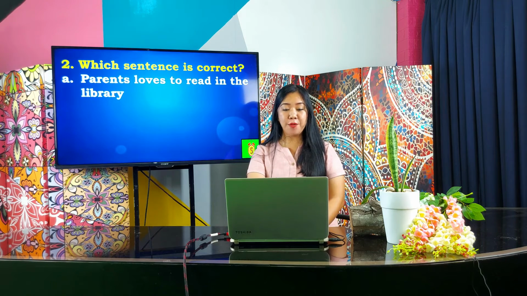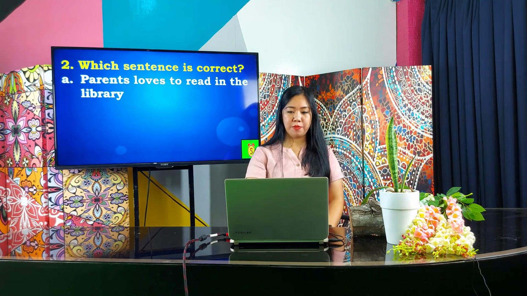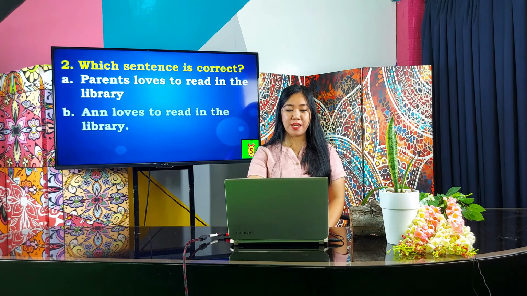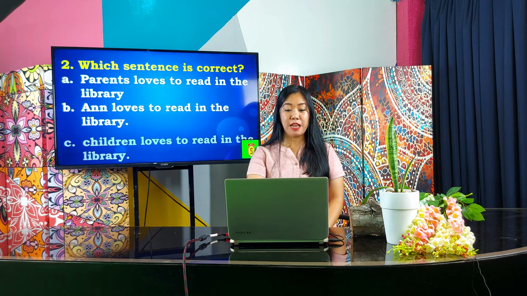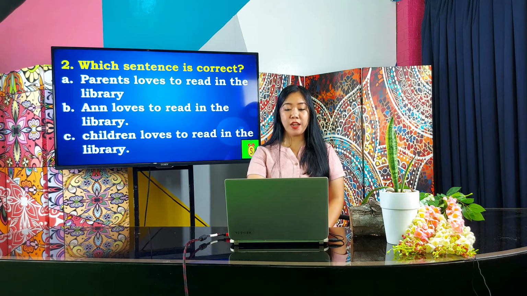A. Parents love to read in the library. Letter B. Anne loves to read in the library. It starts with a capital letter and ends with a period. Letter C. Children loves to read in the library. It starts with a small letter and ends with a period.